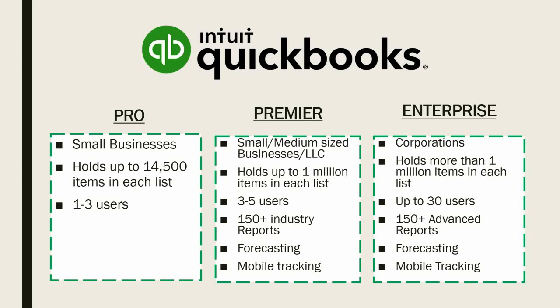And as a small business, you might hit that point where you get 14,500 transactions, but at the end of the day, you're a small business. You're not going to have 14,000 employees. You're not going to have 14,000 customers, etc. So that's what this 14,500 means right there. It's just how much content you can utilize in QuickBooks Desktop Pro.